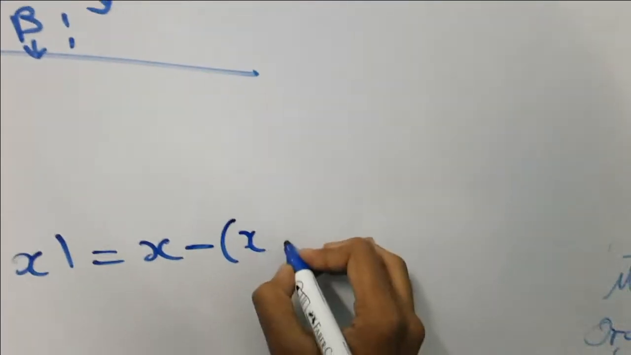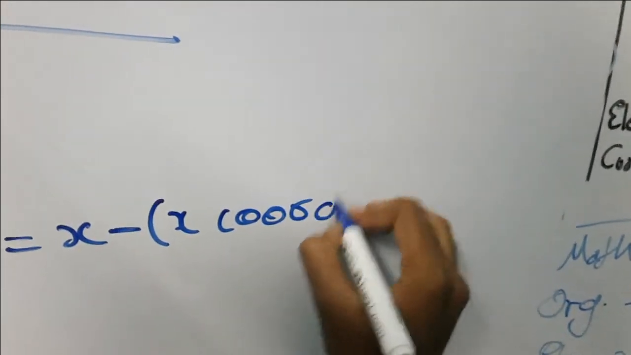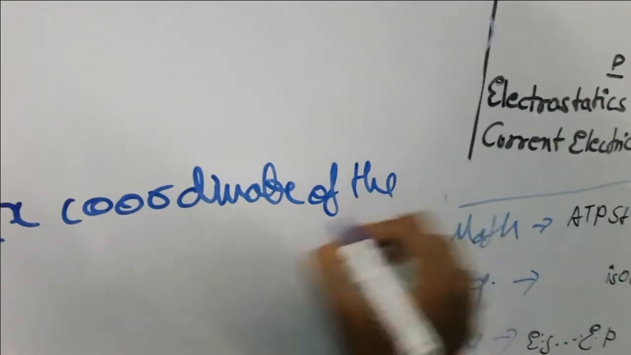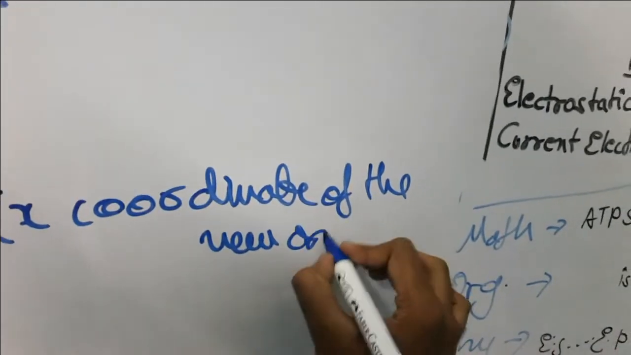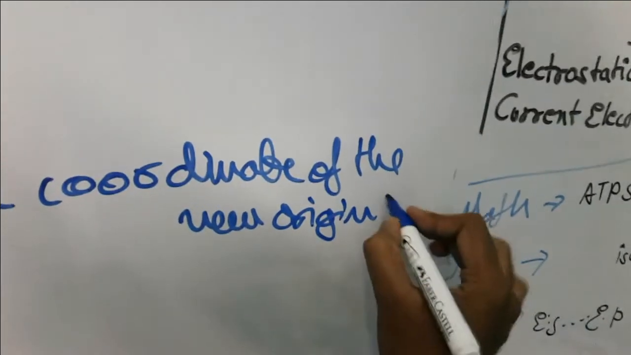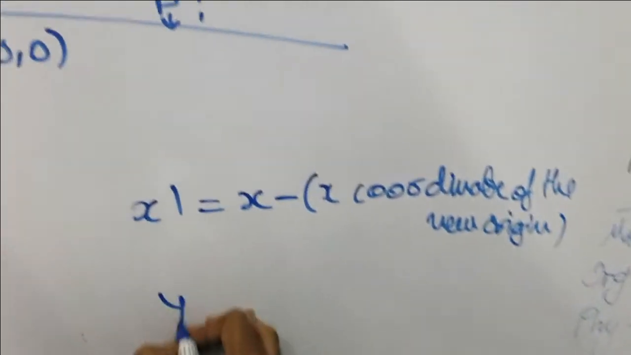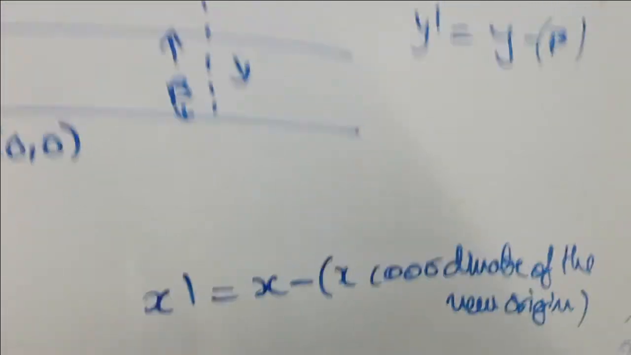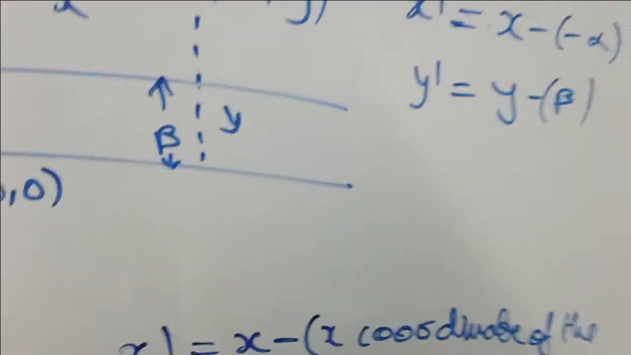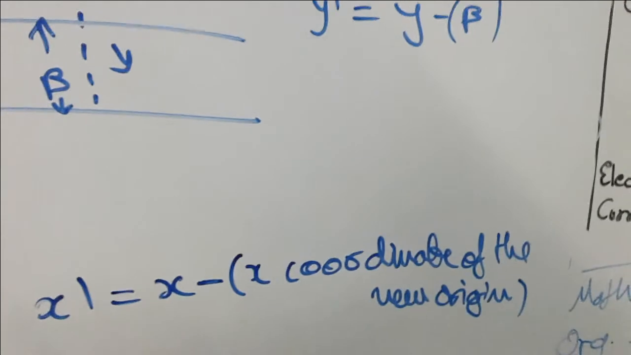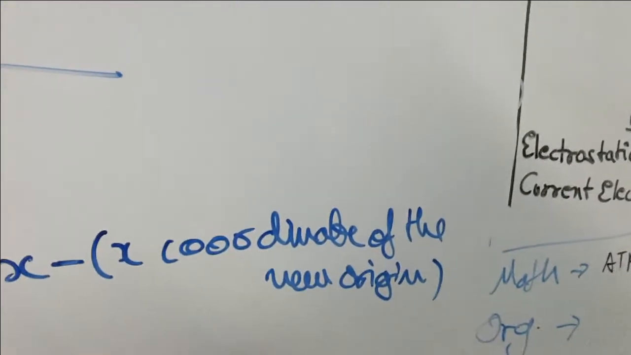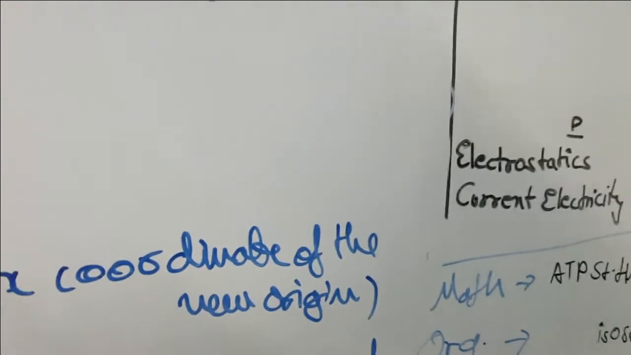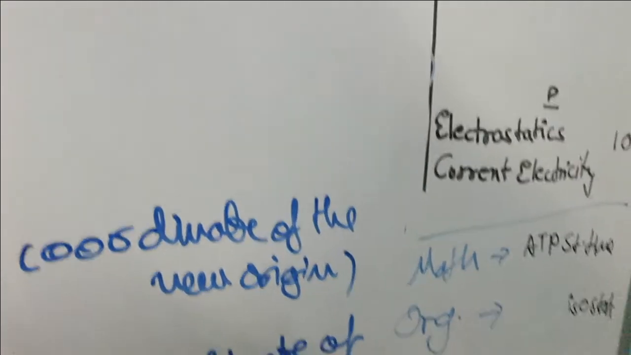Similarly for the y, the y dash is equal to the initial y value minus the y coordinate of the new origin.